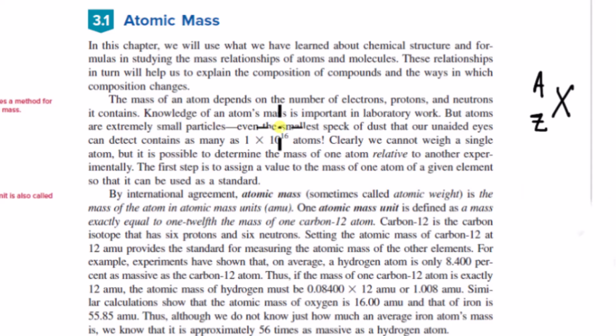Knowledge of an atom's mass is important in laboratory work, but atoms are extremely small particles. Even the smallest speck of dust that our unaided eyes can detect contains as many as 1 times 10 to the 16th atoms. Clearly, we cannot weigh a single atom, but it is possible to determine the mass of one atom relative to another experimentally. The first step is to assign a value to the mass of one atom of a given element so that it can be used as a standard.